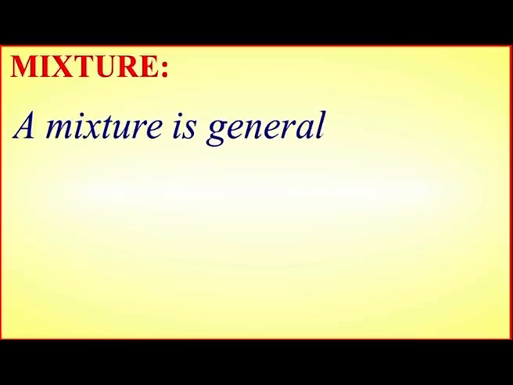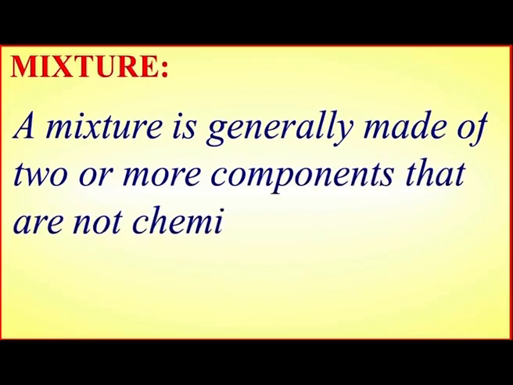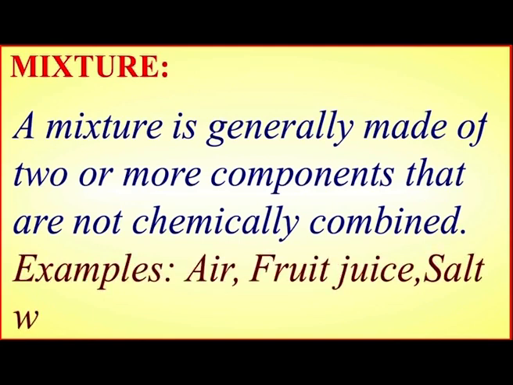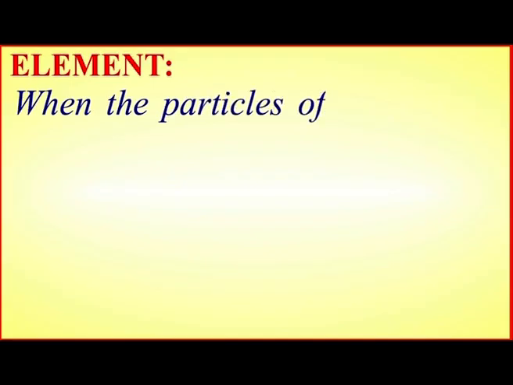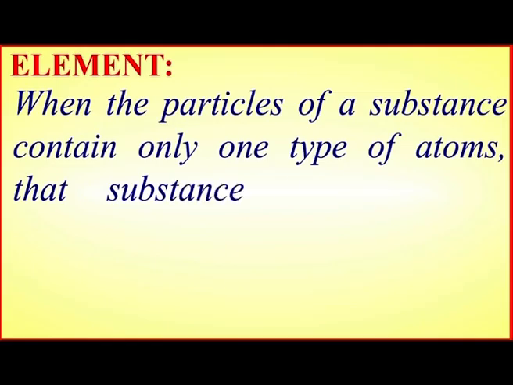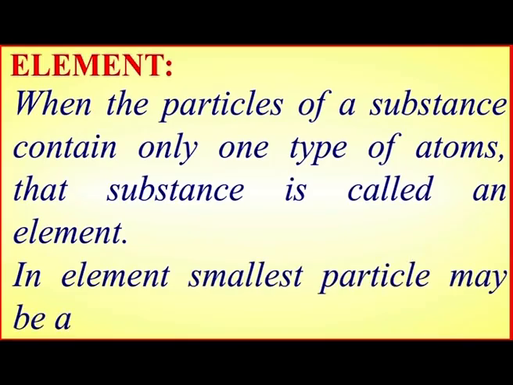Mixture. A mixture is generally made of two or more components that are not chemically combined. For example, air, fruit juice, salt water, etc. Element. When the particles of a substance contain only one type of atoms, that substance is called an element. In an element, the smallest particle may be an atom or a molecule.